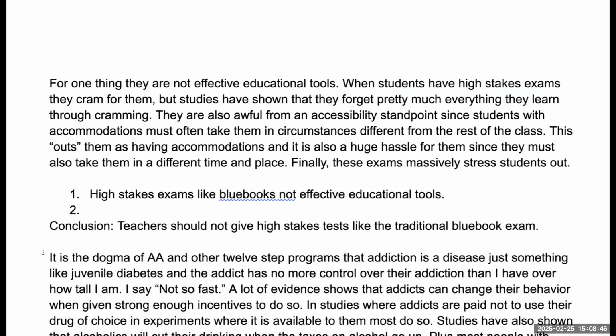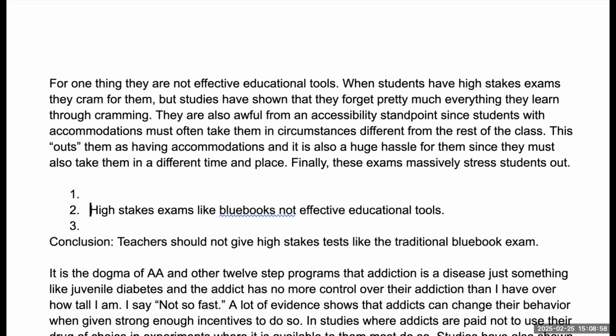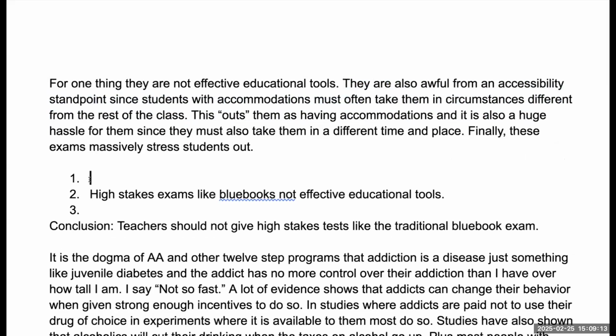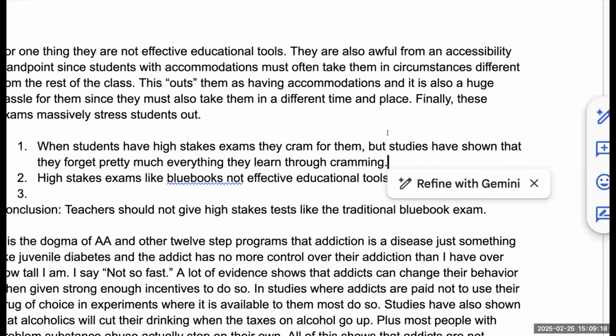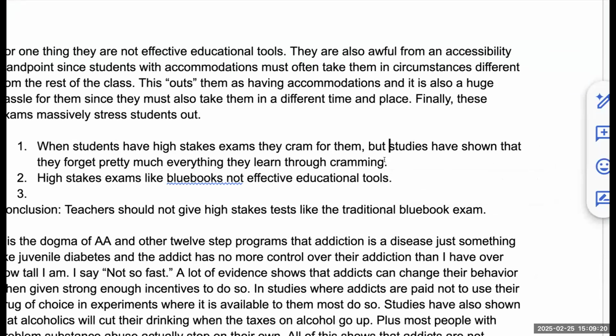Now, one thing I want you guys to notice: not effective educational tools. Well, the person says this first. High stakes exams: students cram for high stakes exams. Studies have shown they forget pretty much everything they learn through cramming. Well, now, even though it's not in this order, this statement is supposed to, I think, support this claim that they're not effective educational tools. So it might be good to move things around a little bit and put that in front of it, right? Because it's supposed to show they're not effective educational tools.